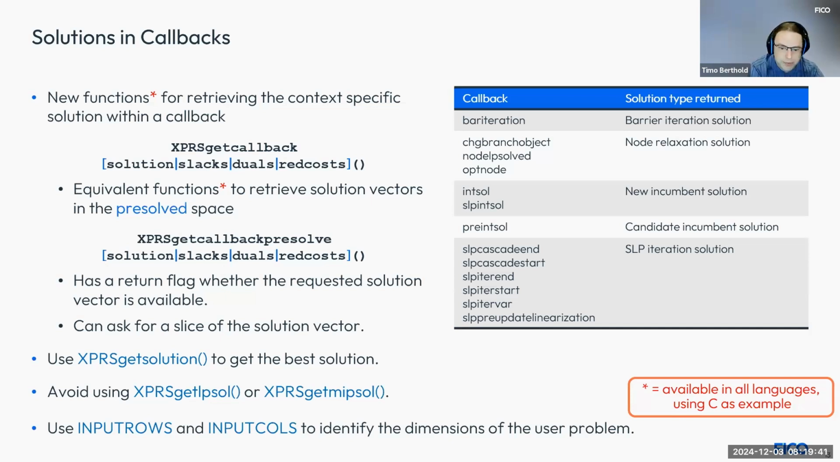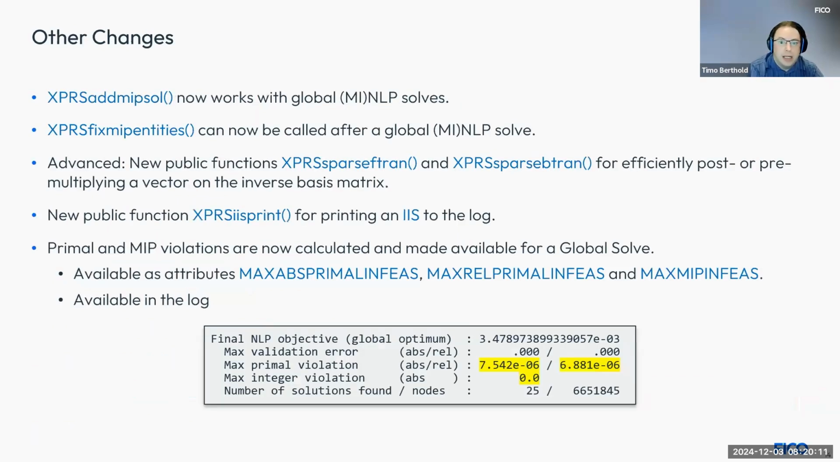So in summary, avoid using XPRSgetlpsol, XPRSgetmipsol down the road and use the new functions and callbacks, or the general XPRSgetsolution for the best solution after a solve. And yeah, as I said, disclaimer down here. I use the C language as an example because that's the solver's native language, but it really works in all other languages as well.